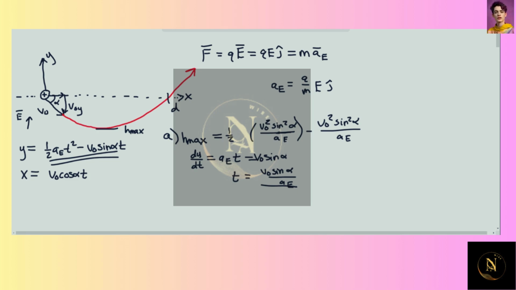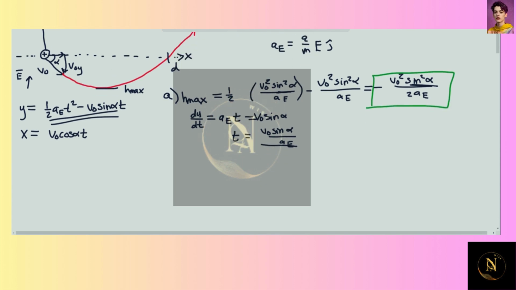And this is positive 1/2 of a quantity minus the full quantity. So this will be negative 1/2 the quantity. So negative v sub 0 squared sine squared alpha over 2 a sub e. And this is h max. All right, so that's the first part done.